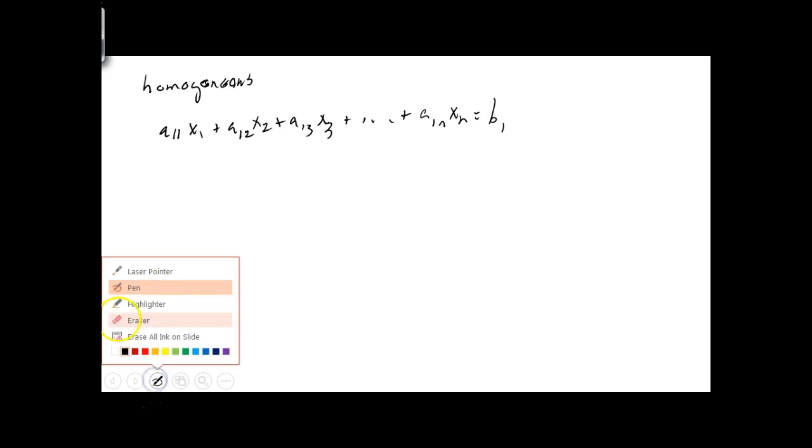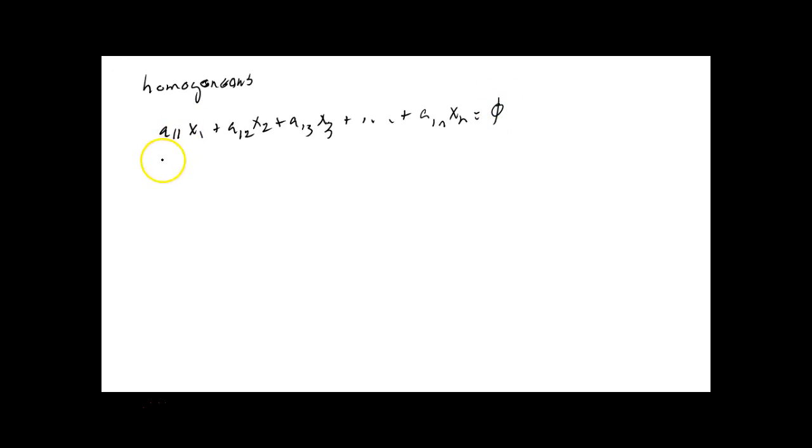So here's what a homogeneous system of equations, m equations and n variables would be like. A sub 1,1 x sub 1 plus a sub 1,2 x sub 2 plus a sub 1,3 x sub 3 plus dot, dot, dot, all the way up to a sub 1n x sub n is equal to 0. That's the whole point of this. 0. Okay?